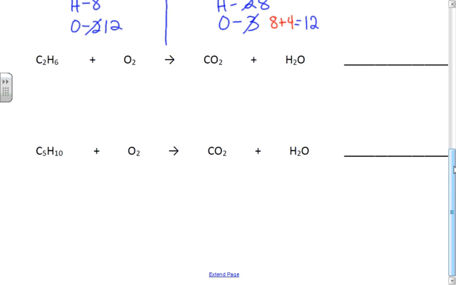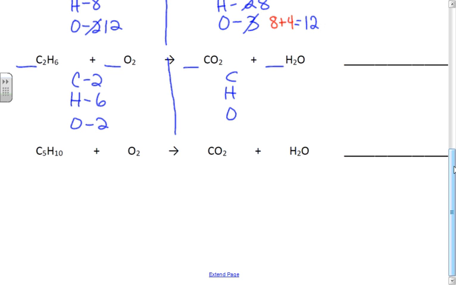Next one, also combustion. So we'll draw our line, draw our little dashes for our coefficients, and list C, H, O. Carbon, we start with 2. Hydrogen, we start with 6. Oxygen, we start with 2. And then on the product side, it's going to be 1, 2, 3.